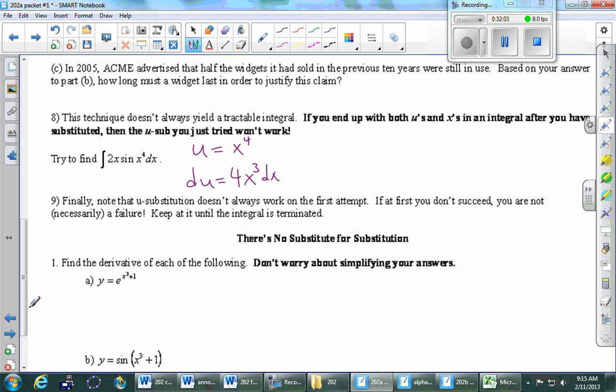So let's start substituting. Original integral equals. Okay, how do I get my u in here? What's attached to the u is the sine. So I've got sine of u, and then we're going to underline. What's in the original that isn't in blue yet? The 2x and the dx. Right?